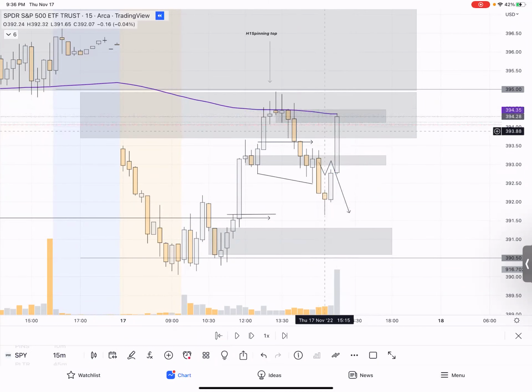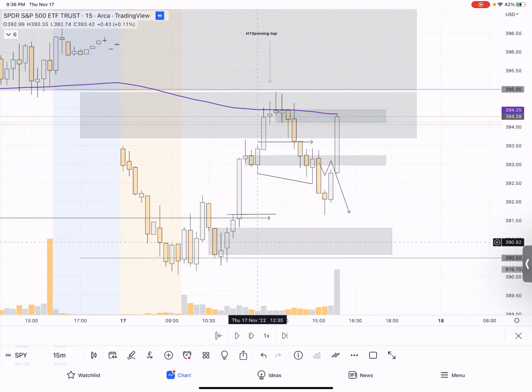Does that make sense? So the cause and effect here is step one, you want to look for price to come to your point of interest, right? Our point of interest is the 1 hour spinning top. Price broke structure to the downside, and I'm targeting the imbalance that was left behind at our 1 hour demand zone from the session open.